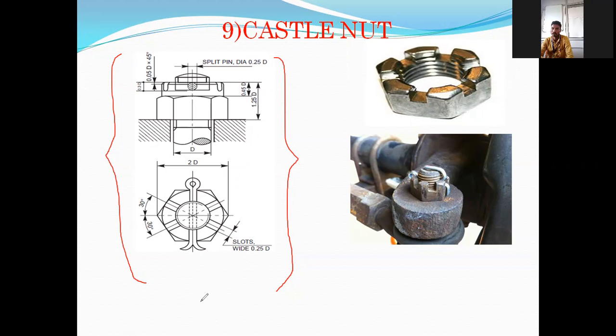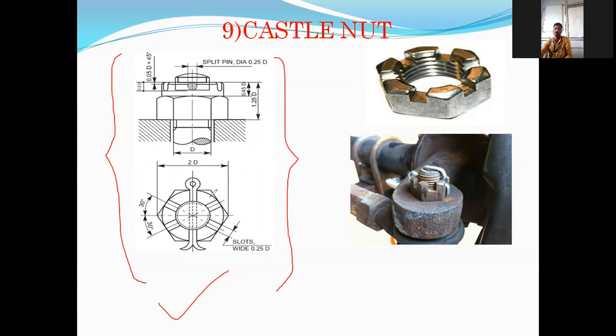Looking at the figure, do you feel it is an assembly of three things? Whatever diagram you are observing towards the left hand side, it is the assembly of three things. Which are those three things? Which three things are there at the left hand side? One is castle nut, another one is bolt, and the third one is split pin.